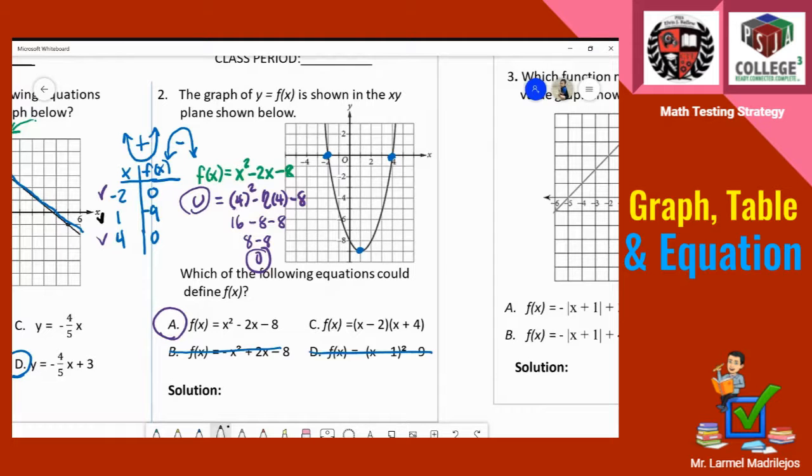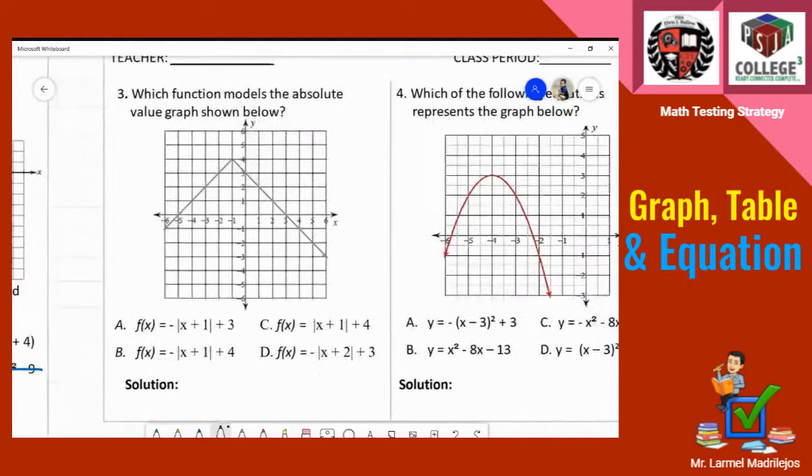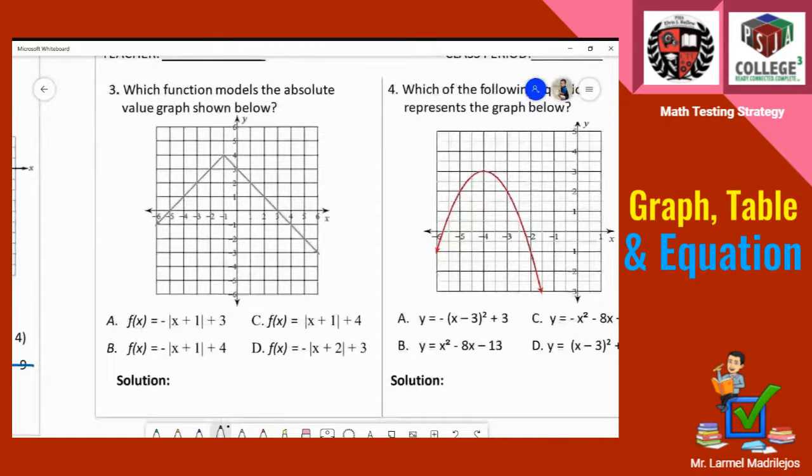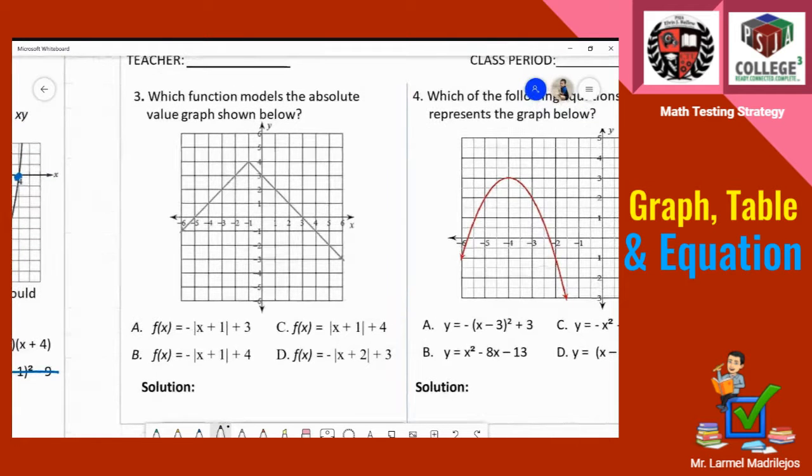Okay. Question number 3. Which function models the absolute value graph shown below? Okay, let's go. Basic again. Basic: opens up, positive. Opens down, negative. So this gives me opens down. So I'm going to eliminate the positive ones here. I'm going to eliminate this.